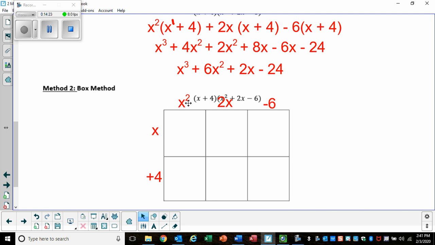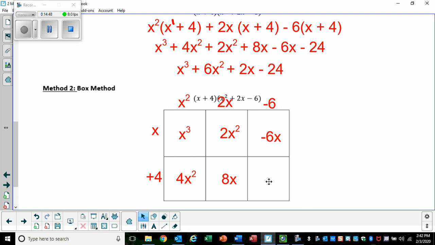X times x squared gives me x cubed. X times 2x gives me 2x squared. X times negative 6 gives me negative 6x. X squared times 4 gives me 4x squared. 2x times 4 gives me 8x. Negative 6 times 4 gives me negative 24.